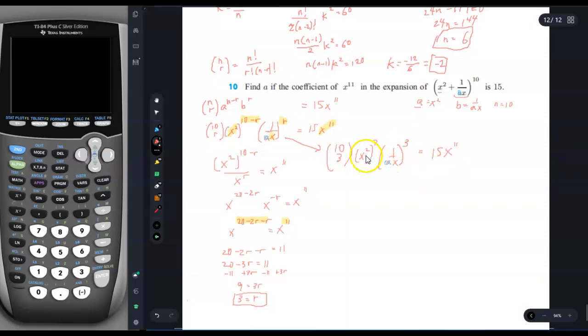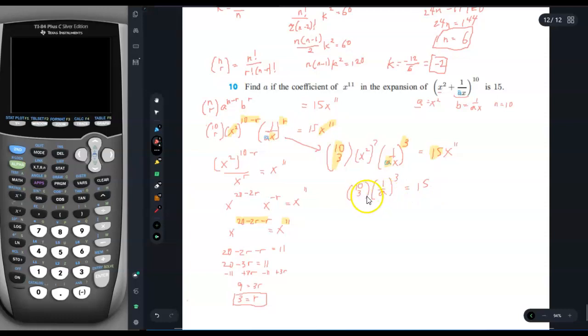Okay, so we already worked out that this x here and this x here are going to divide out and become x to the 11th. Let's figure out how to get the 15 now. So now instead of looking at the x's, we're going to look at the numeric part, which is just these two pieces. Everything else is the variable, we can ignore now. And we're going to look at the 15. How do we make that equal to 15? Okay, so now we're going to say 10 choose 3 times 1 over a cubed. I'm just writing the yellow part, equals 15.